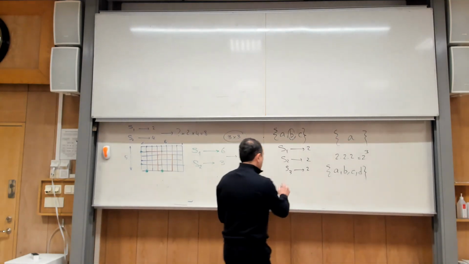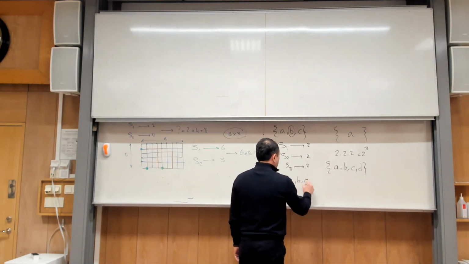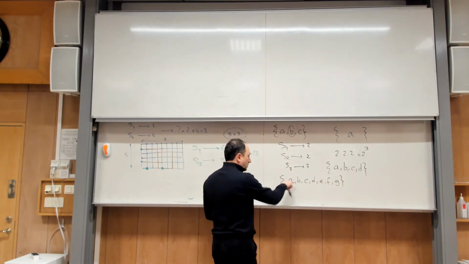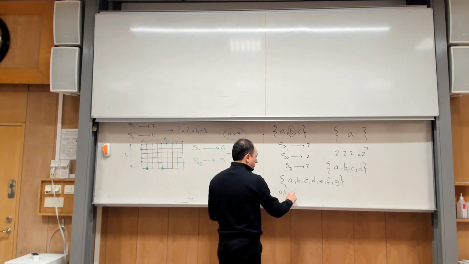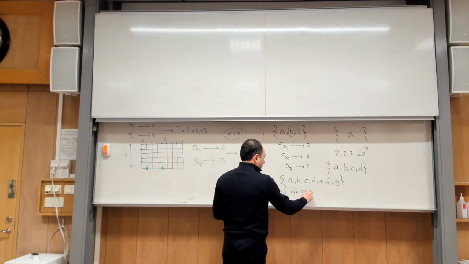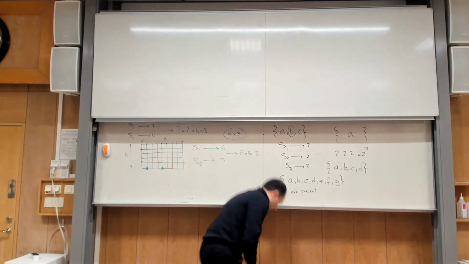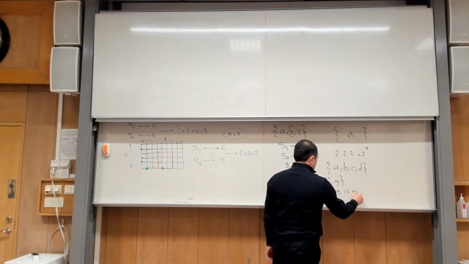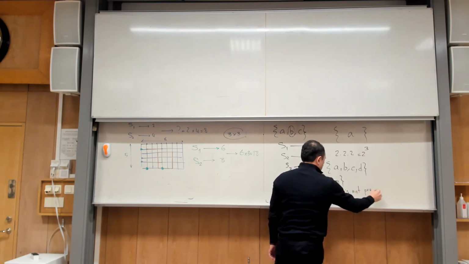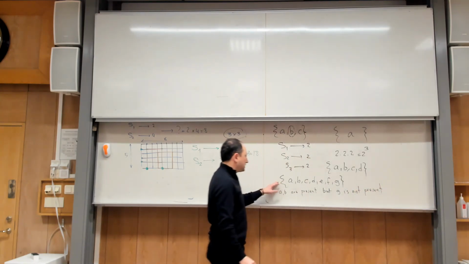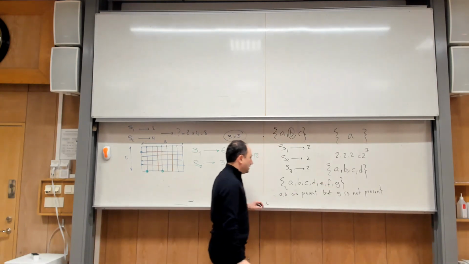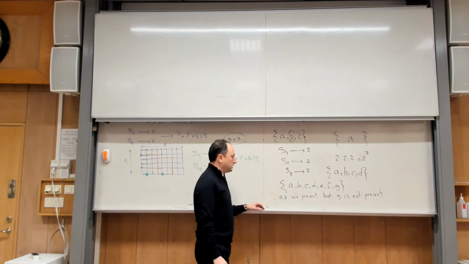If I give you this set, A, B, C, D, E, F, G, in how many subsets are A and B present, but G is not present? In how many subsets of this 7-element set are A and B present, but G is not present?